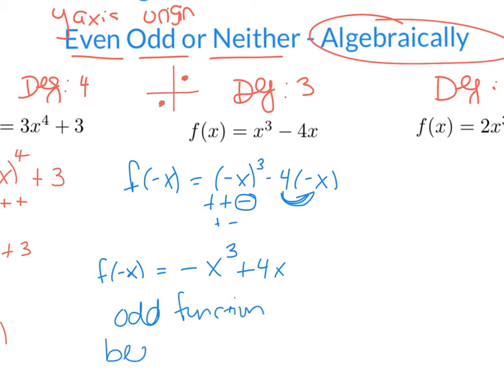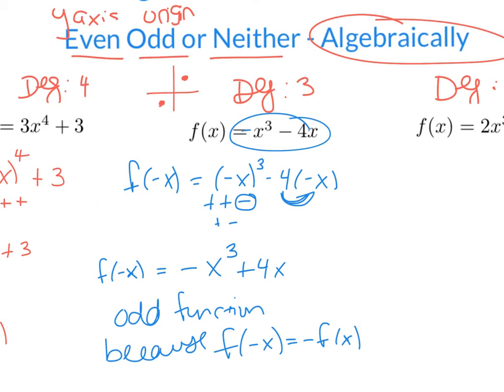because f of negative x is equal to the negation of f of x. So meaning it's equal to the negation of the original. So that means this is negative and that's positive.